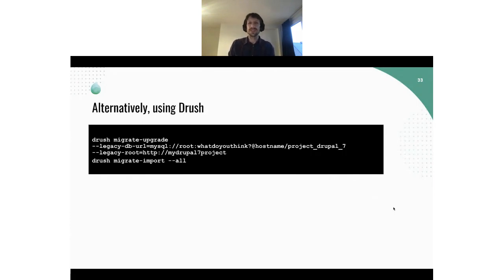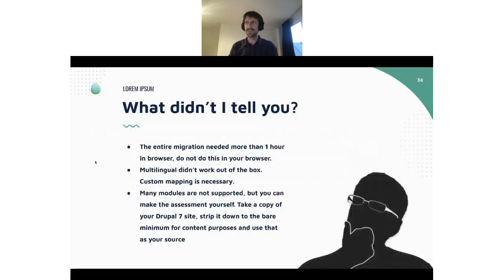And then for the critics in the audience, who might say, well, that's too easy: obviously, there are things that I didn't tell you. The entire migration needed more than 1 hour. Do not do this in your browser. The multilingual didn't work out of the box. In Drupal 7, there are many ways to do multilingual, for example, creating separate entities or separate nodes, or doing entity translation. Custom mapping is necessary because there's no support out of the box for the node translation option.